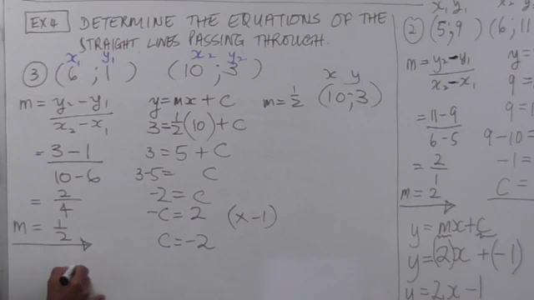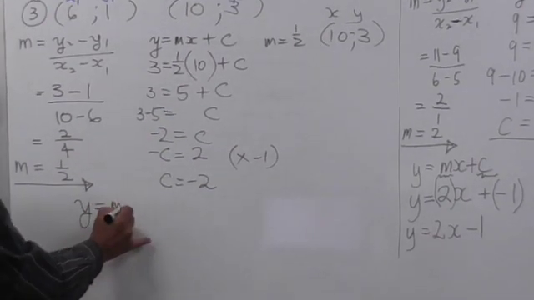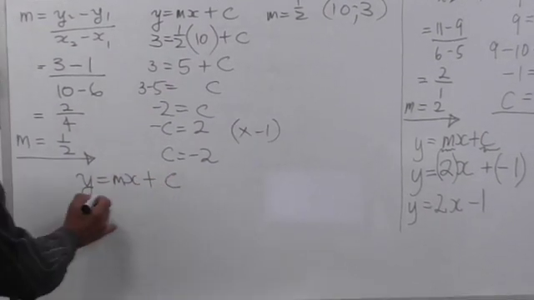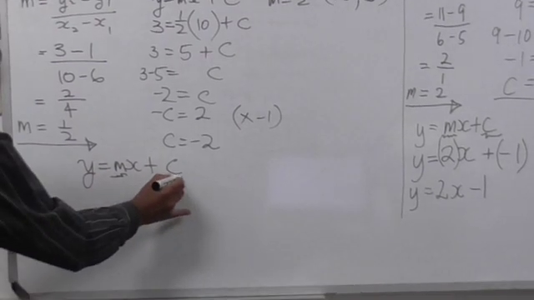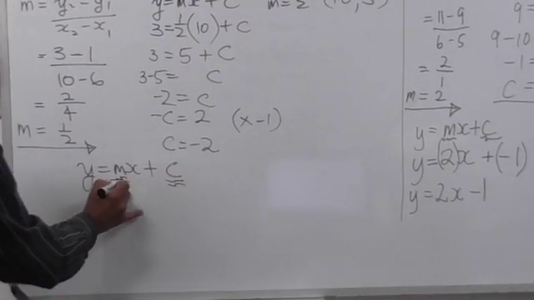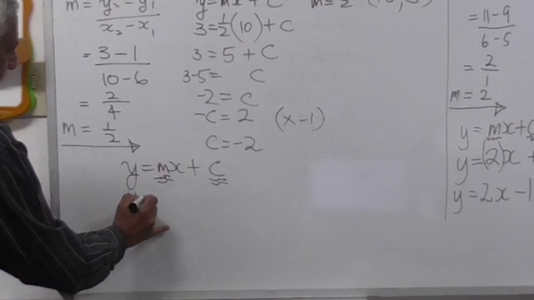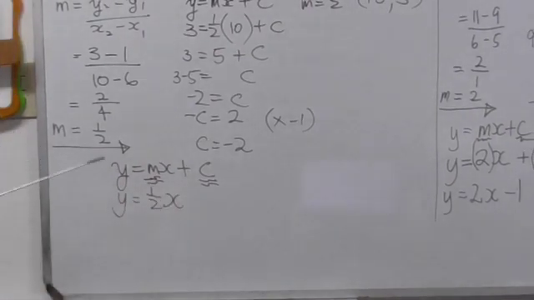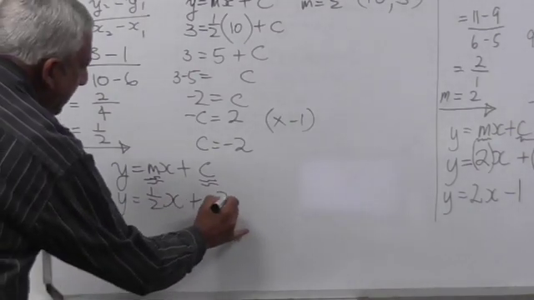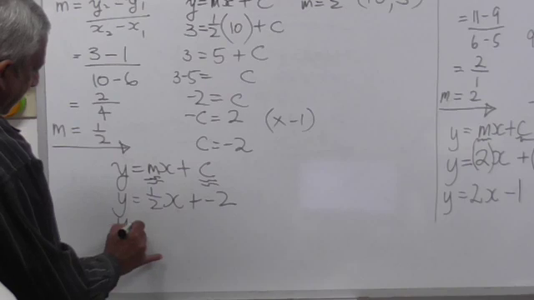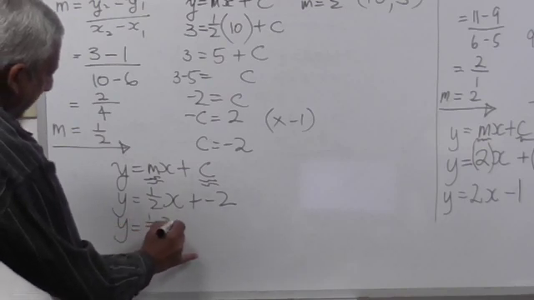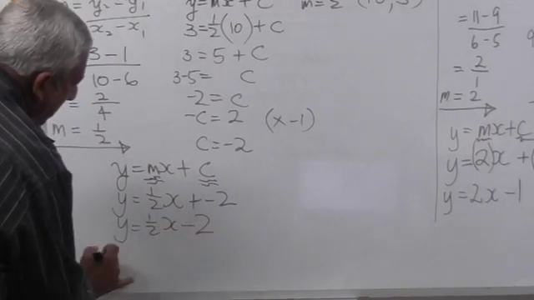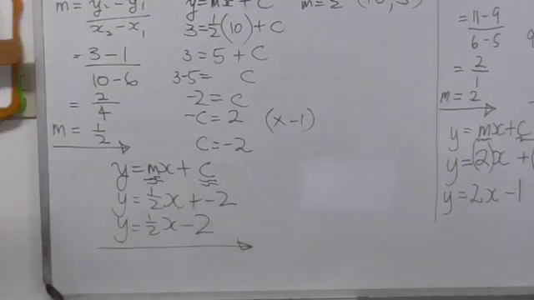And final answer, y is equal to mx plus c. Only substitute m and c. So y is equal to half x, m is half x plus minus 2, which finally gives you half x minus 2. So there's your final answer, half x minus 2.